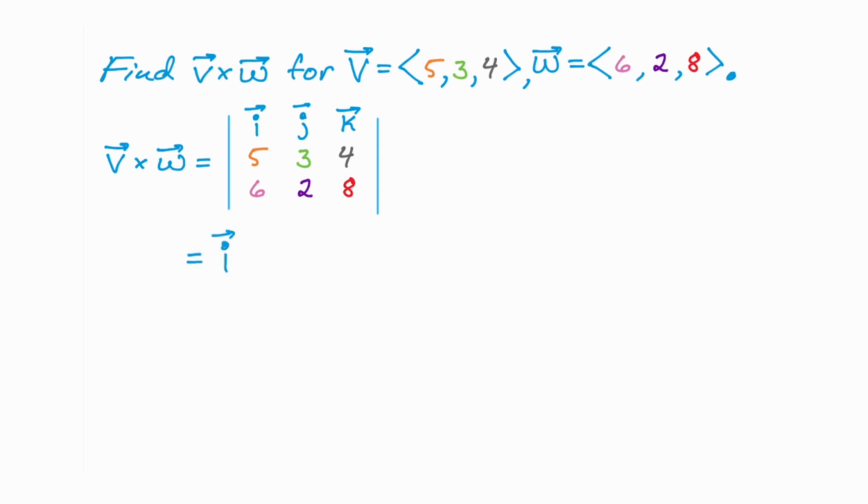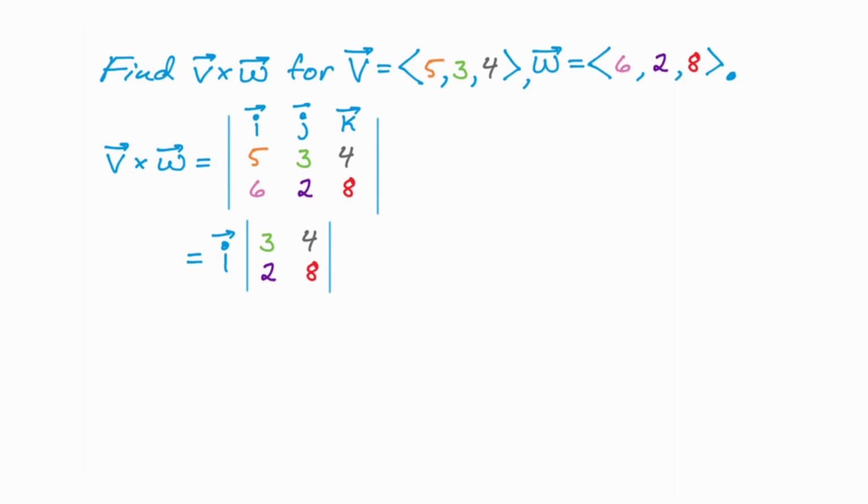We're going to go I, cross out the row and the column that I is in. Cross out the row and column with I. So IJK is gone, I, 5, 6 is gone. We get the 2x2 determinant, 3, 4, 2, 8.